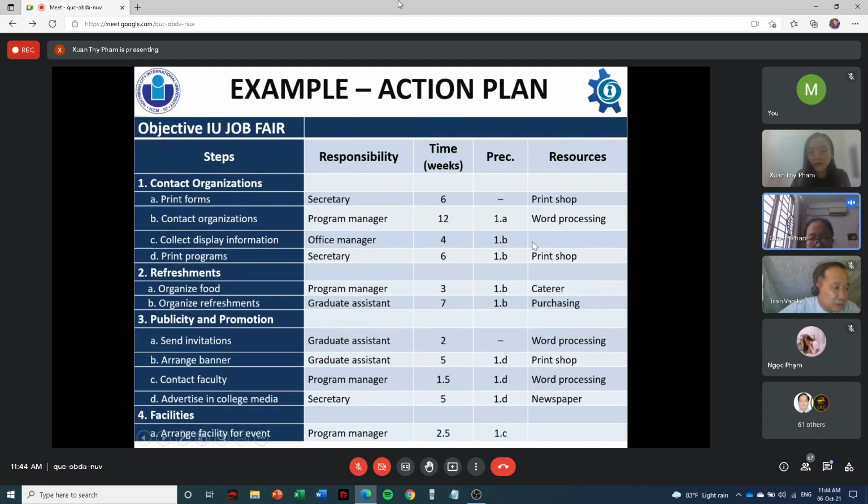We can also see the responsibility columns, like secretary and program manager. We also have the total estimated hours of work for each resource, like the secretary needs 6 weeks for printing forms. The activity precedences, like the program manager needs to wait for the form to be done before contacting the organization, and other resources needed. I believe that we know why we need resource scheduling and what we need to carry out such work. But then how can we do it?